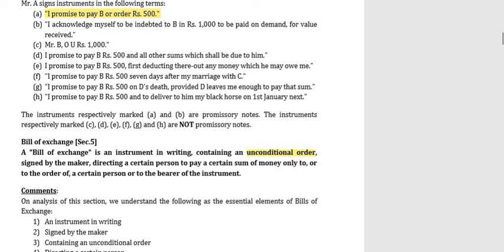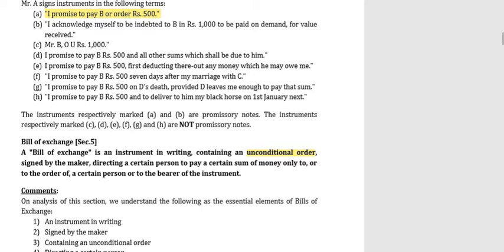Look at this. Is it very clear? Is there any unconditional undertaking? No. Look at this. The amount is not specific. Rupees 500 and all other sums which shall be due to him. What is it? I shall promise to pay B rupees 500, first deducting any money which he may owe me. Which he may owe me? Is it clear? I promise to pay B rupees 500 7 days after my marriage with C. Sir, what is the guarantee that you will get married to C? What if you get married to D?